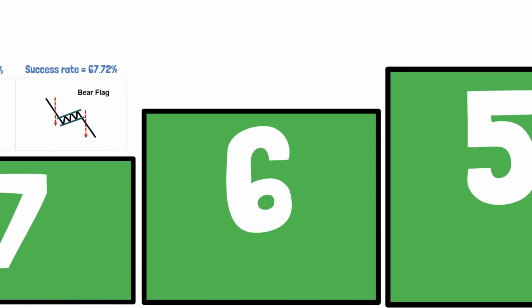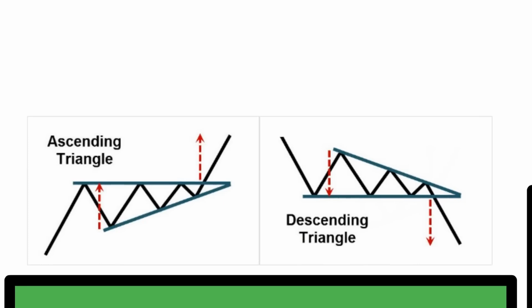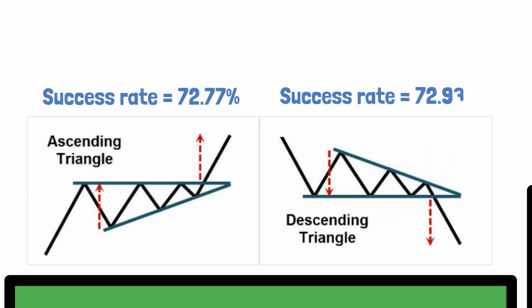In 6th place, we have the ascending and descending triangle patterns. The ascending triangle has a success rate of 72.77%, whereas the descending triangle is successful 72.93% of the time. The success of these patterns was determined by the width of the triangle at its widest point against the equivalent distance achieved from the breakout.